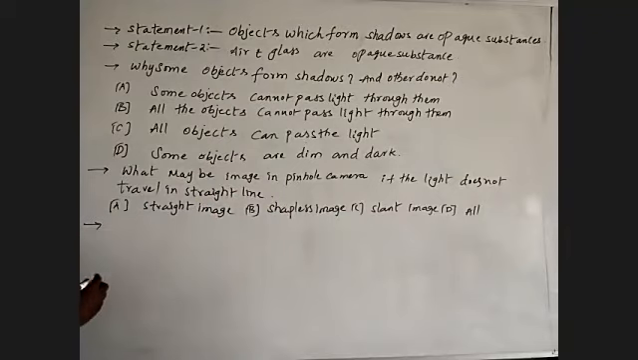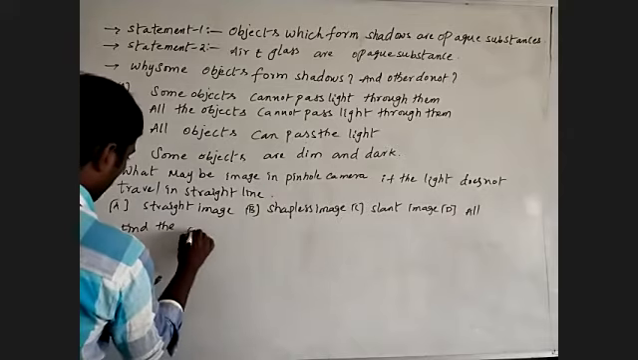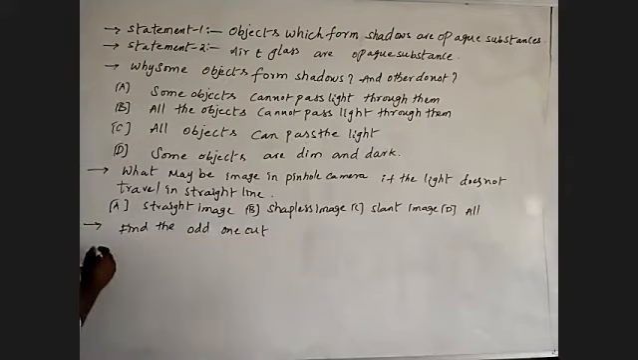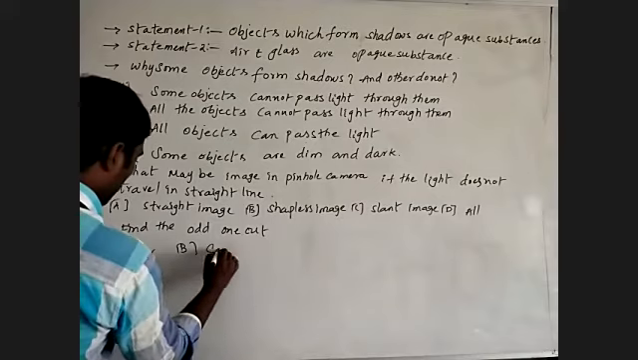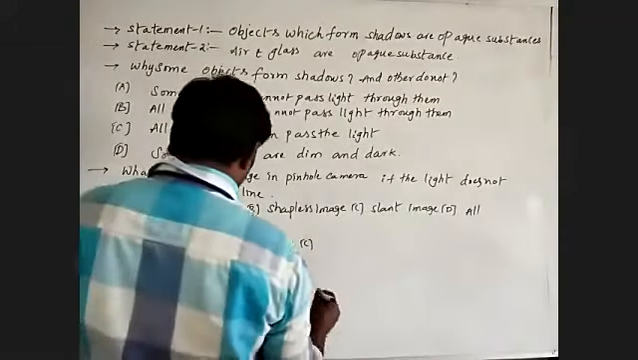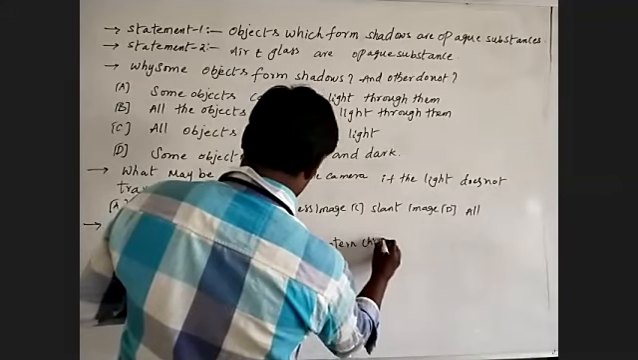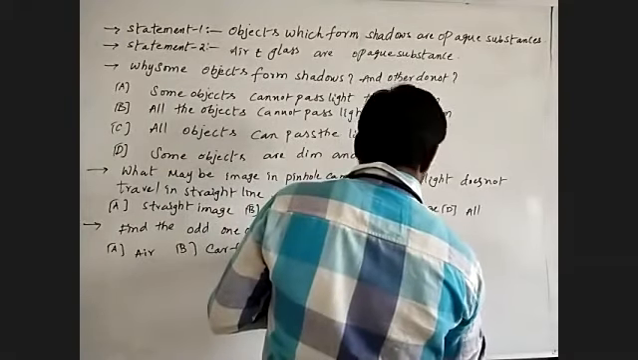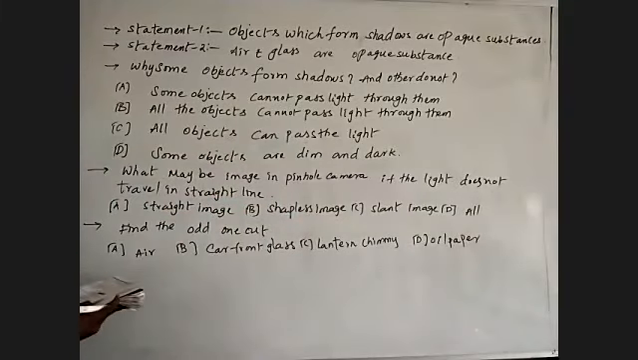The next thing is: find the odd one out. To talk for that: A, car front glass, lantern chimney, oil paper.